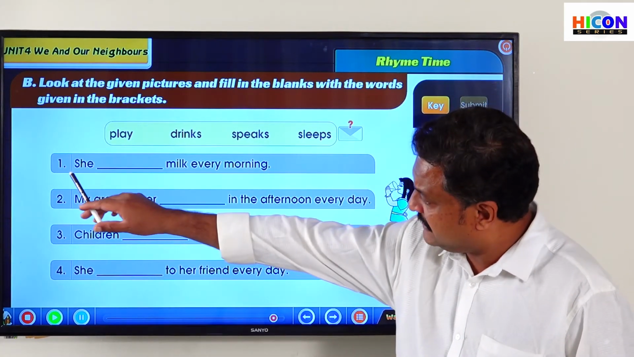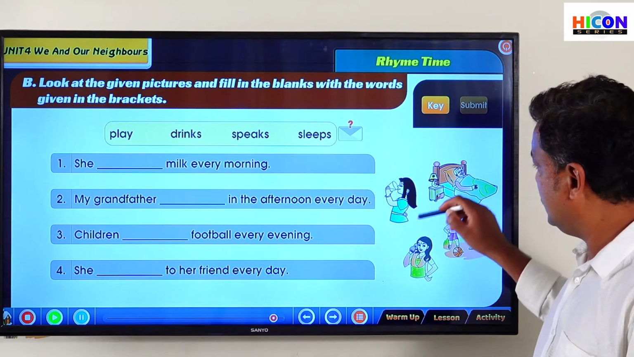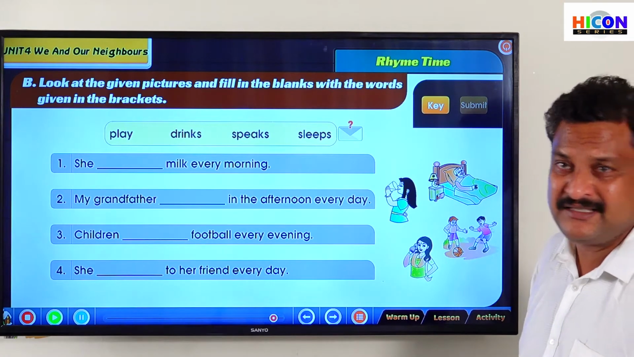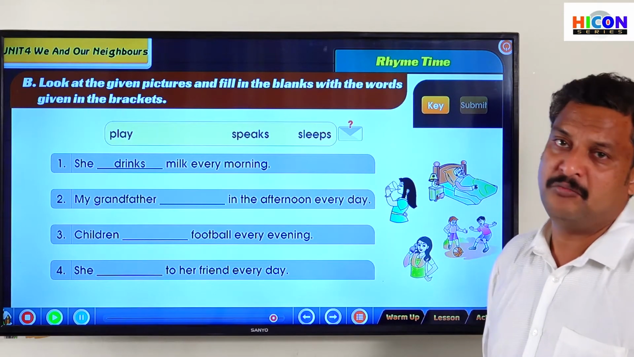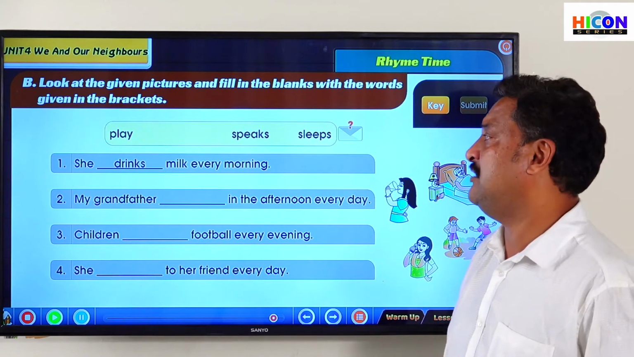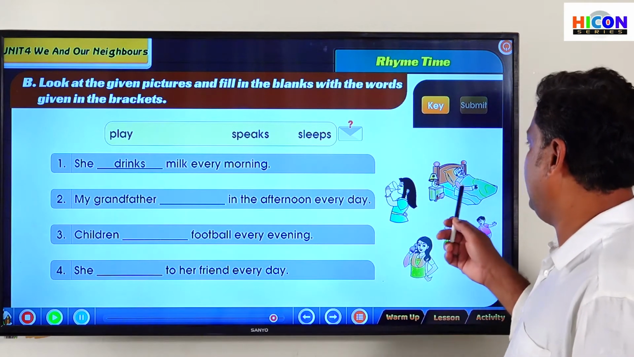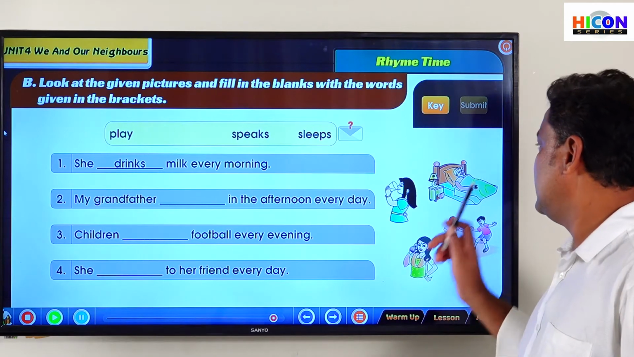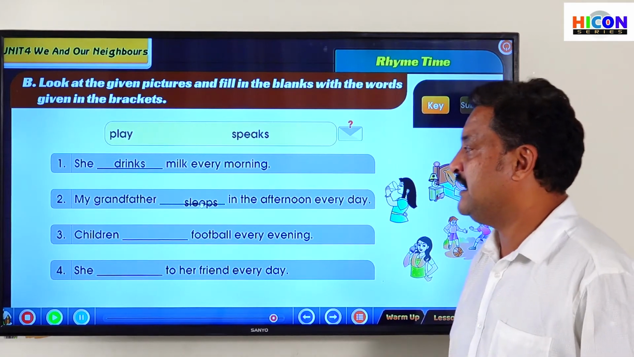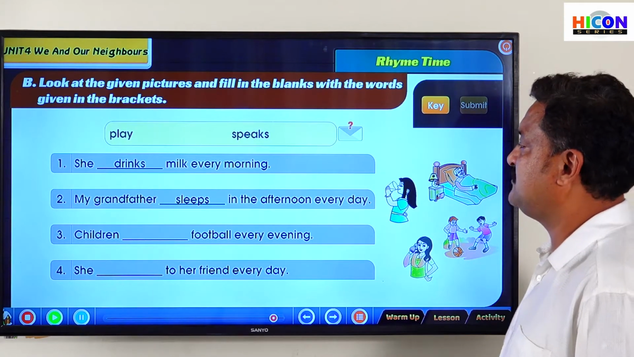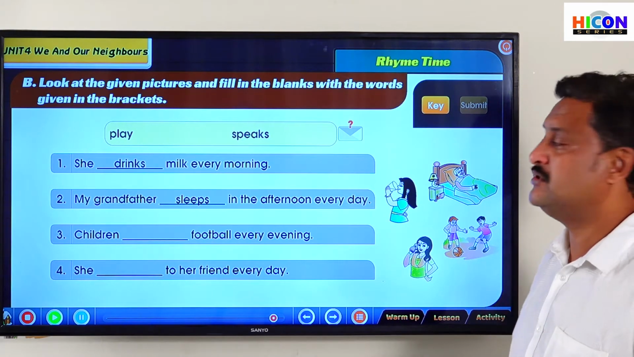Okay. So first sentence, she dash milk every morning. What is this girl doing? She is drinking, isn't it? So what is the answer? She drinks milk every morning. My grandfather dash in the afternoon every day. What is he doing there? He's sleeping there, isn't it? So what is the word here? Sleeps. My grandfather sleeps in the afternoon every day.